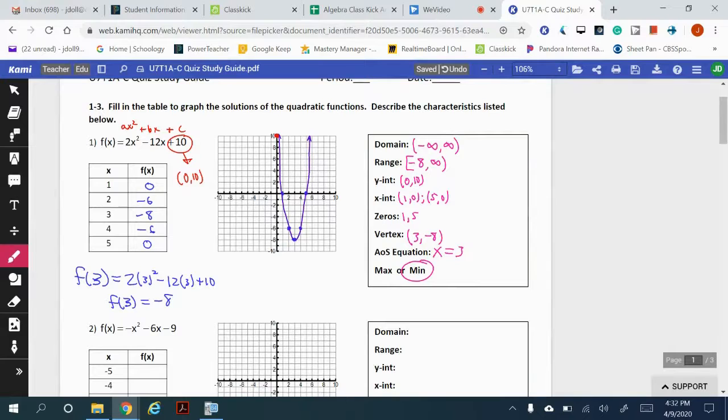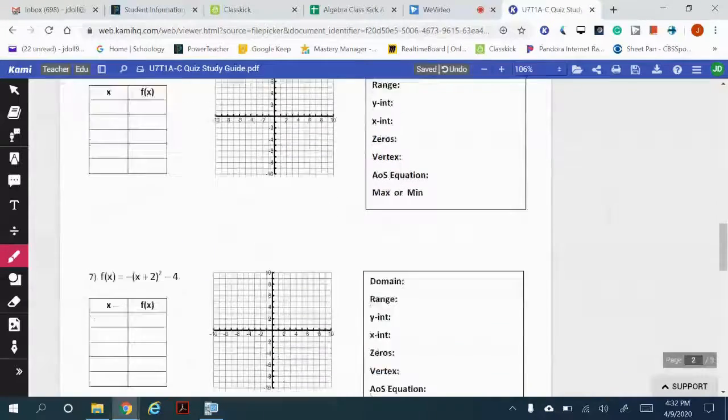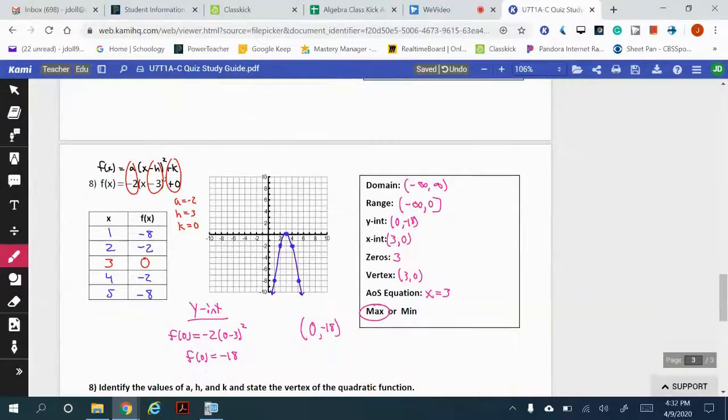When our graph is a minimum, when our vertex is a minimum, look what's happening to the graph. The graph is opening up. That makes sense. A minimum is a valley. To have a valley with your graph, it has to open up. Notice here, we have a maximum and our parabola opens down.